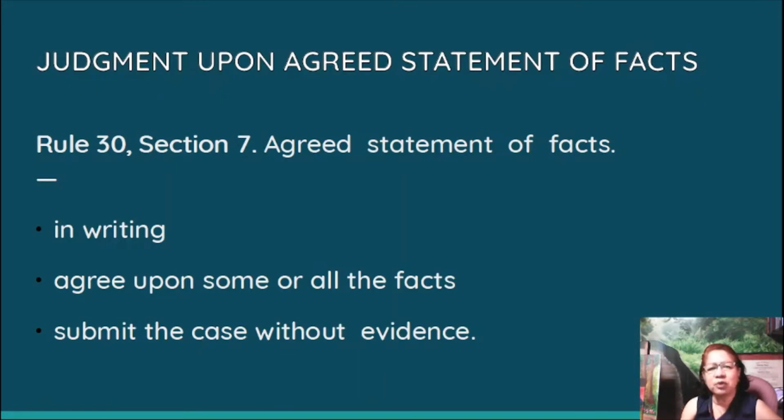The section provides that the parties may come to a written agreement on certain facts or all of the facts of the case and agree to submit the case for decision. So it's that simple. This is one way in which the parties can facilitate the proceedings by agreeing on the facts, thereby dispensing with the need to present evidence, and the judge will now render a decision on the case.